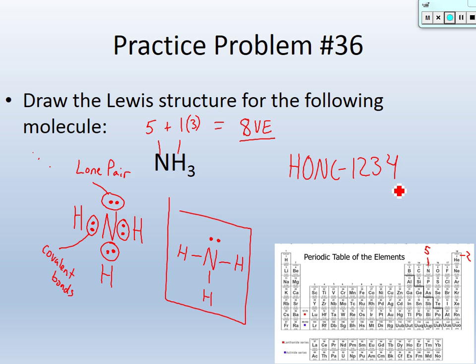And before we finish this, I forgot on the last problem, but there's that HONK 1, 2, 3, 4 rule. How many bonds does nitrogen like to form? It likes to form 3. Does this nitrogen have 3 bonds on it? Yeah, 1, 2, 3. How many does hydrogen like to form? 1. Every hydrogen has 1 bond on it. And so that is how you would do NH3.